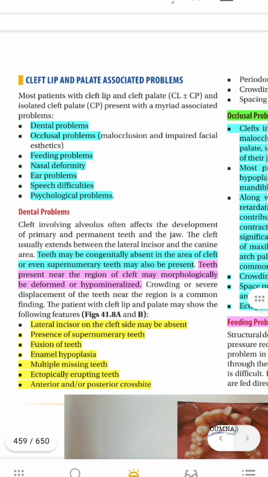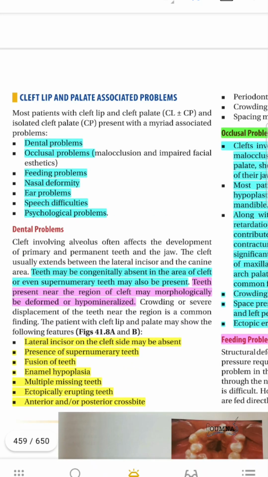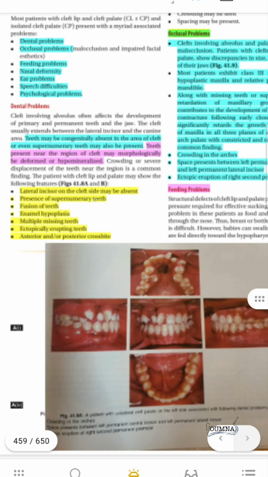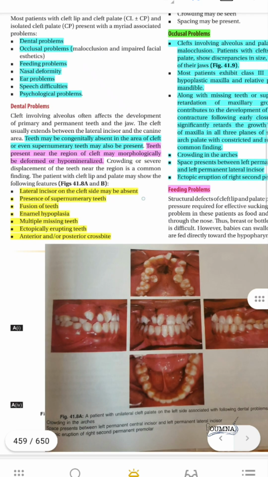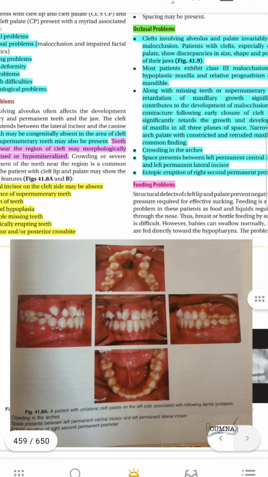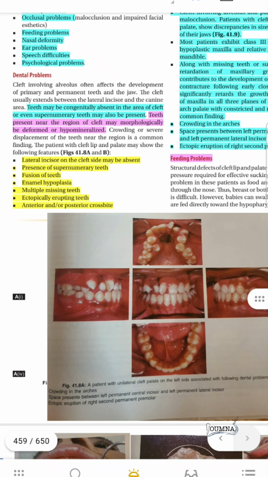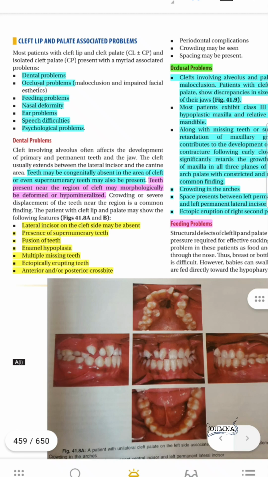We will get dental problems, and these are featured in the lateral incisor on the cleft side, which may be absent, or we may have supernumerary teeth. We may see a fusion of teeth, enamel hypoplasia, and anterior or posterior crossbite. Also, we will find some occlusal problems.